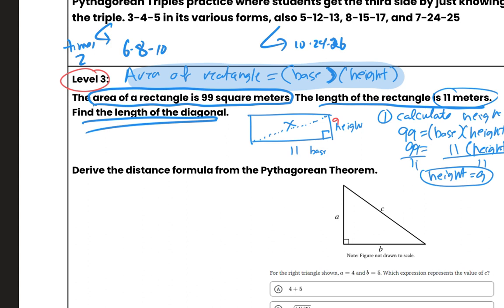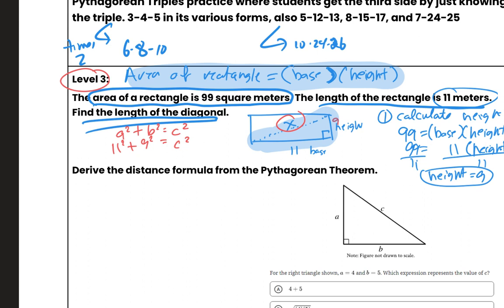So if that's 9, now that we know the base right over here, let's go and highlight this to get our minds right. If I know this side and this side, and I know it's a right triangle, now I can figure out the length of the diagonal. So let me set it up with a squared plus b squared equals c squared. That's what I need to find, c squared right over there. So what's our a squared? It'll be 11 squared, plus our height, which is 9 squared.